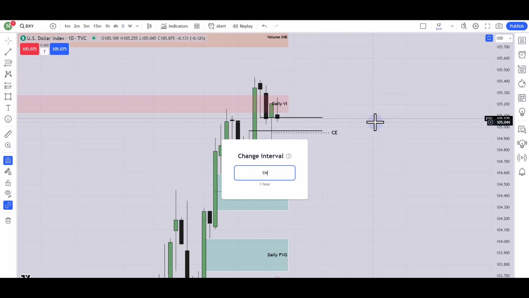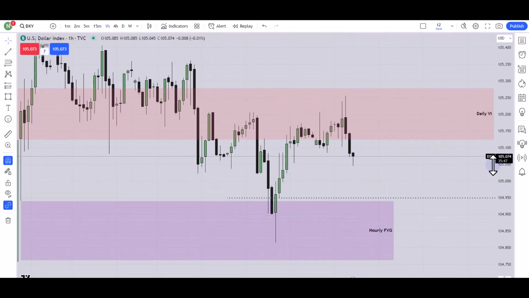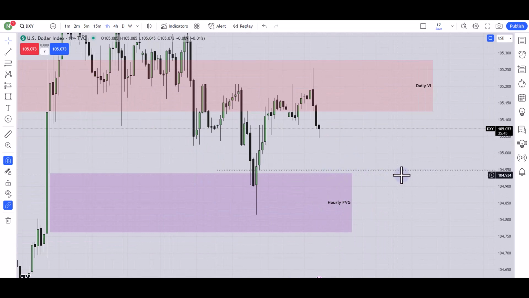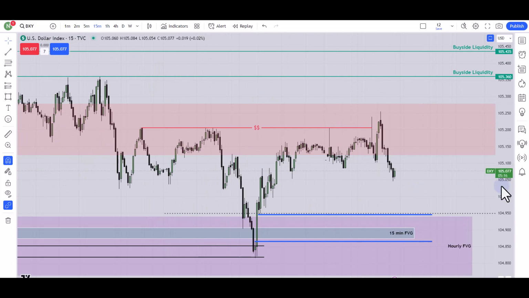Okay, let's go to the hourly chart. In the hourly chart, this is the same consequent encroachment and this is the hourly fair value gap. I'm expecting price will go higher today. Before FOMC it will stay lower here, and if it comes lower it will come here, then start to go higher. Let's go to the 15-minute first.